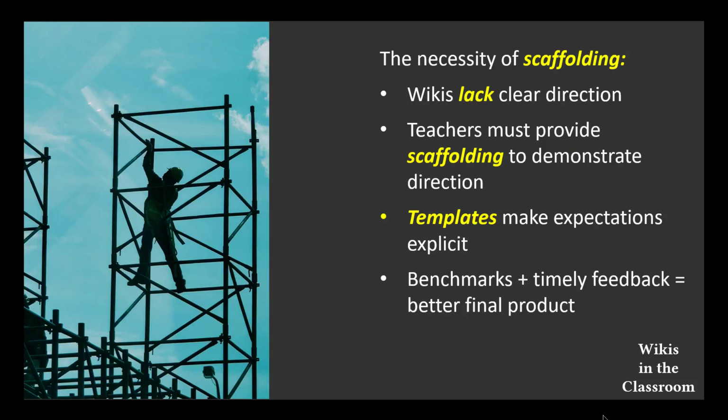Of course, the strength of wikis also comes with a downside. Wikis are flexible enough to be used in multiple classroom applications. That also means that the end result might not be clear. As the instructor, you will need to use scaffolding to provide clarity to the students. Templates are an excellent way to make your expectations explicit. Clear benchmarks for the project, along with timely feedback, can help students navigate the inexhaustible amount of content on the internet and produce an acceptable final product.